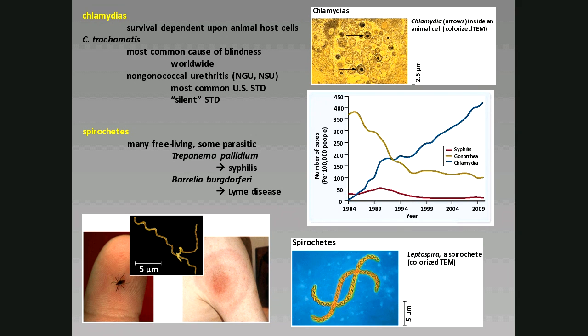There are the chlamydias, which are dependent upon animal host cells. So these are going to be parasites. Trachoma is the most common cause of blindness worldwide. So these diseases many times are sexually transmitted, but can have far-reaching effects. Non-gonococcal urethritis, NGU or NSU, that's also caused by a chlamydia organism. Most common sexually transmitted disease in the United States, and silent.